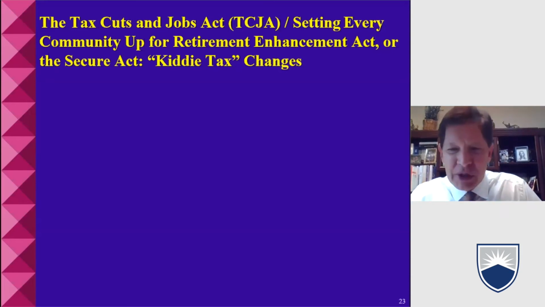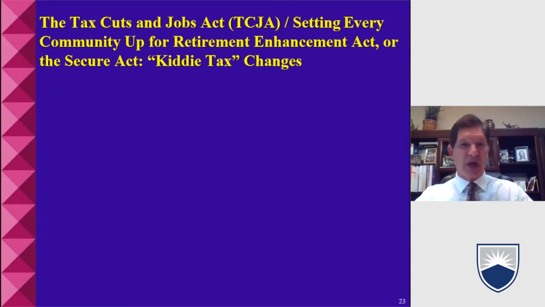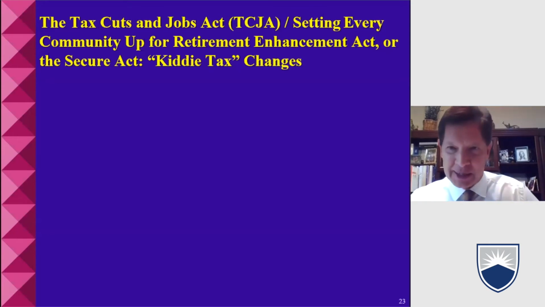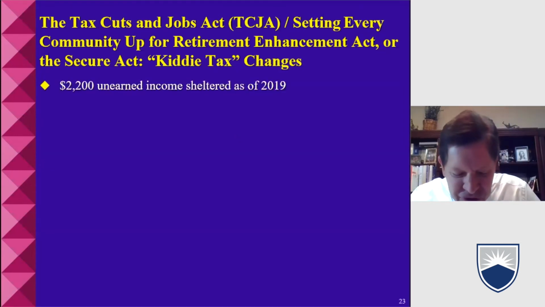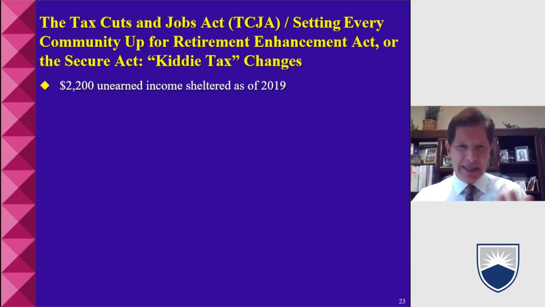I want us to take a few minutes and look at this kiddie tax and how it impacts all of us. And we've been all over the place regarding this. The Tax Cuts and Jobs Act did initiate some changes, but you've all heard they have reversed all the changes with the Secure Act. So let's take a look at these changes, where we were, where we are, where we're going. You can safely have your dependent child have unearned income up to $2,200 as of 2019 without the imposition of the kiddie tax.